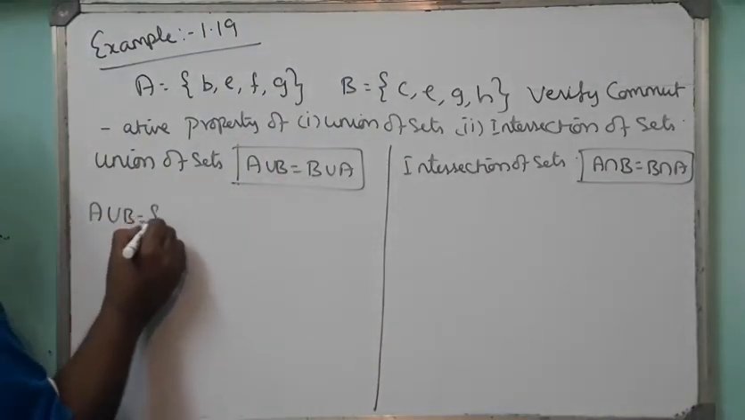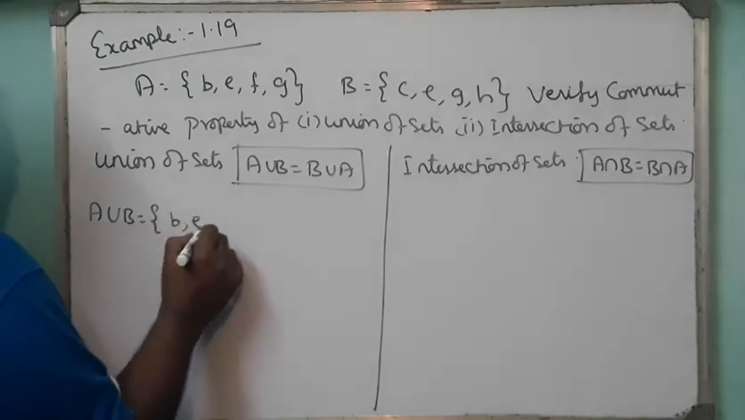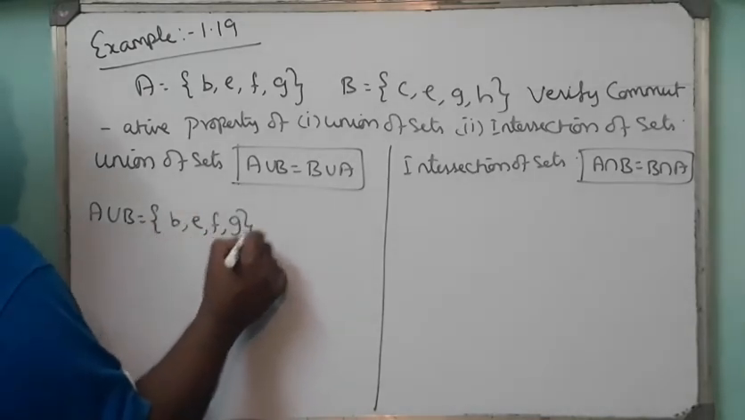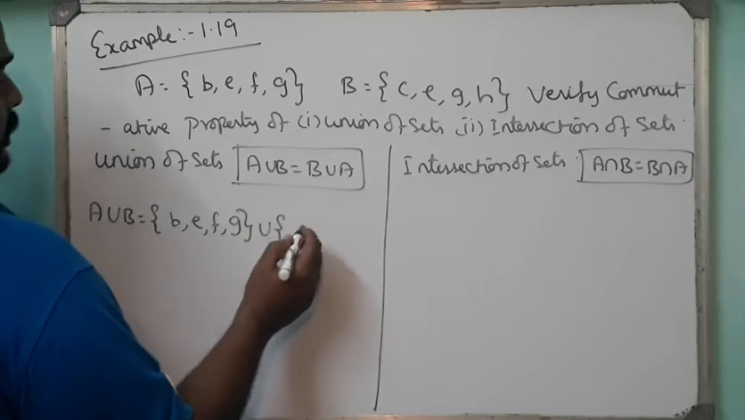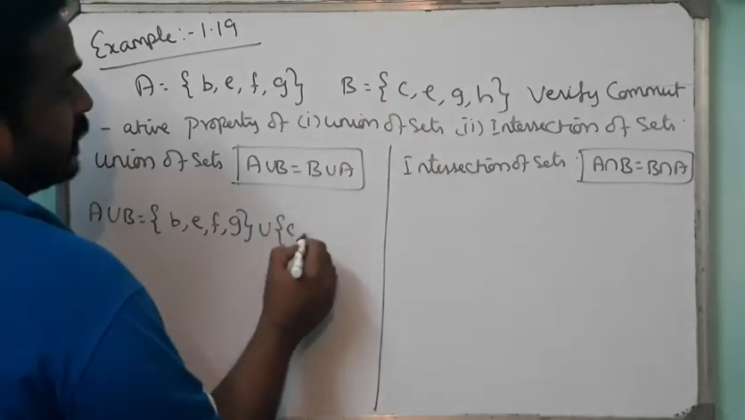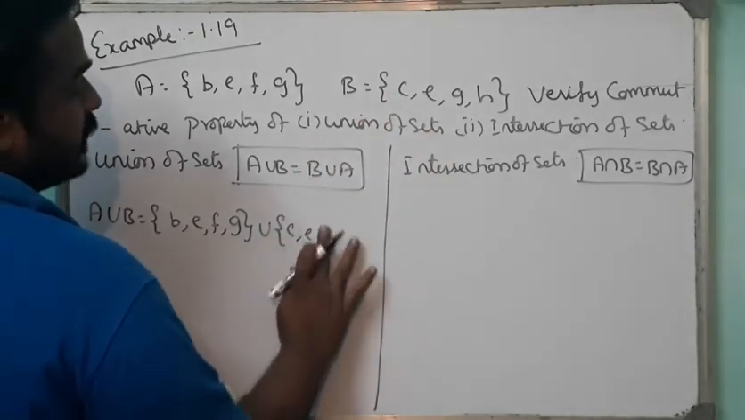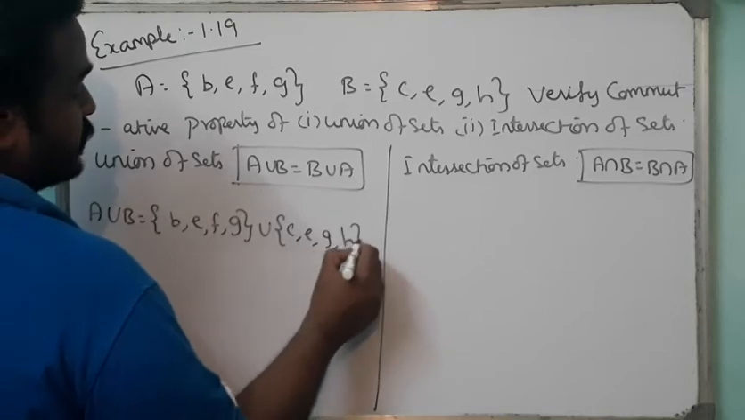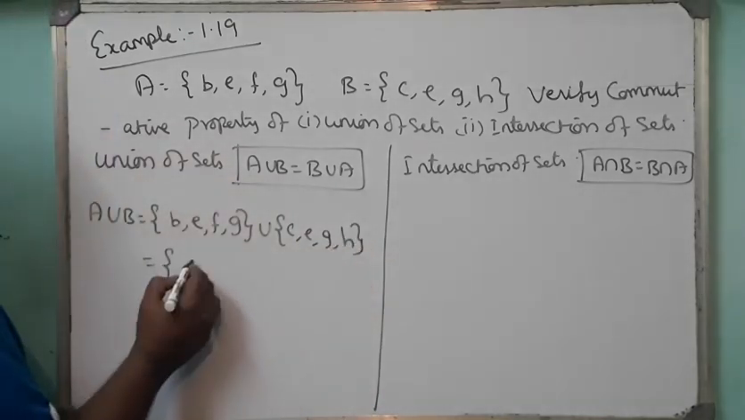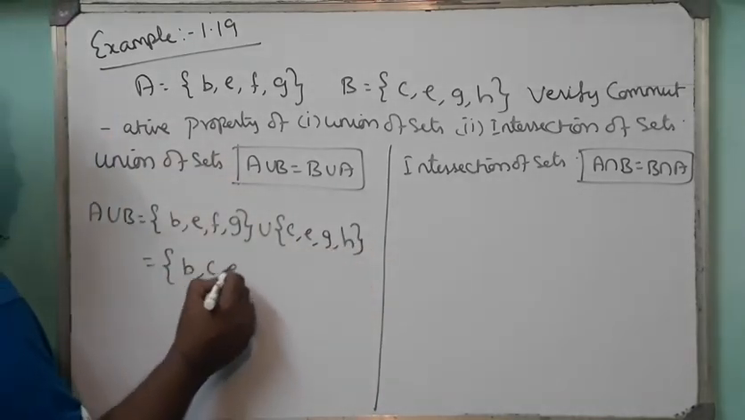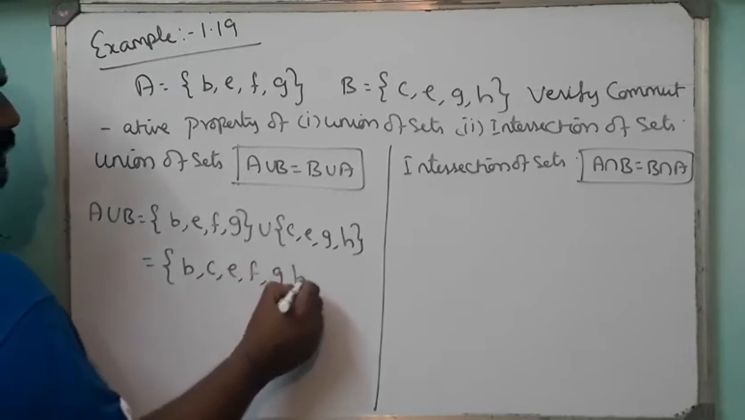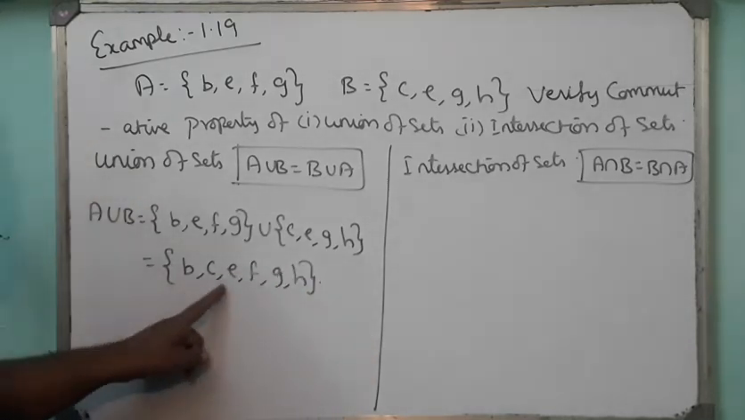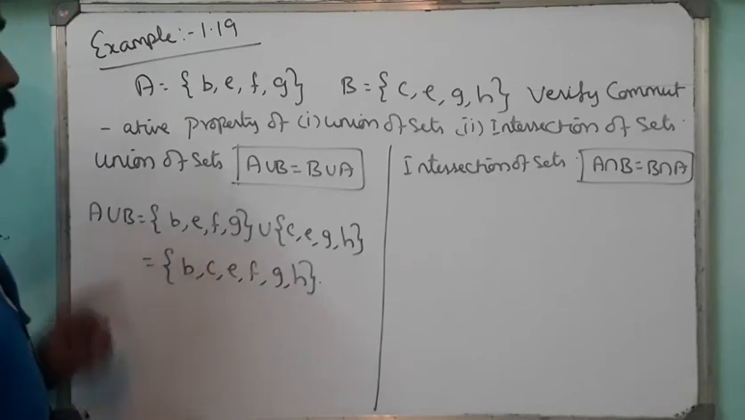A union B equal to, what is A set? B, E, F, G union B set C, E, G, H. This is A union B. Find out the common elements. B, C, E, F, G, H. So this is the LHS.